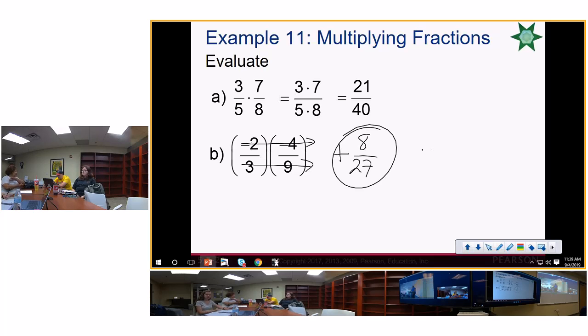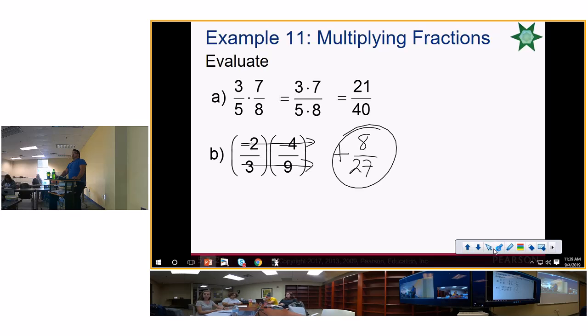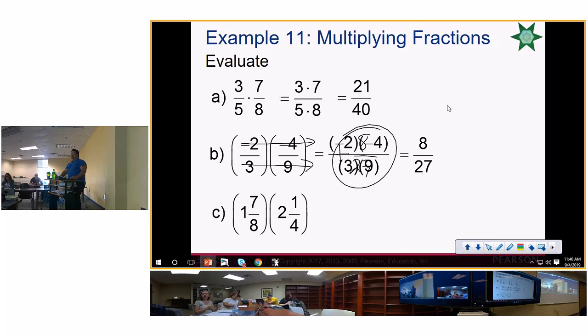Now, what happens when you have a mixed number and a fraction? You change both of them into fractions. If everything is in fractional form, everything will work out fine. Okay? Oh my gosh. What do I do? Well, you change these into improper fractions. That's the easiest thing to do. So go ahead and do that. Go ahead and change these two into improper fractions.